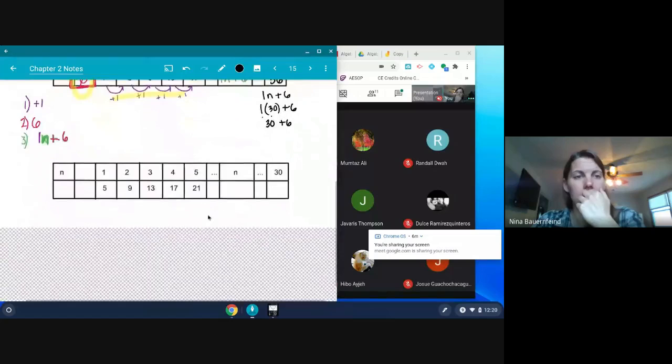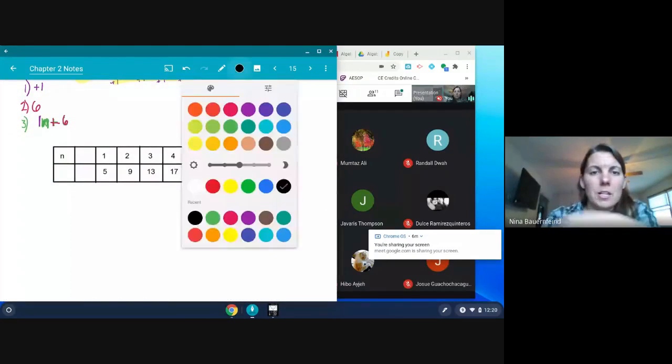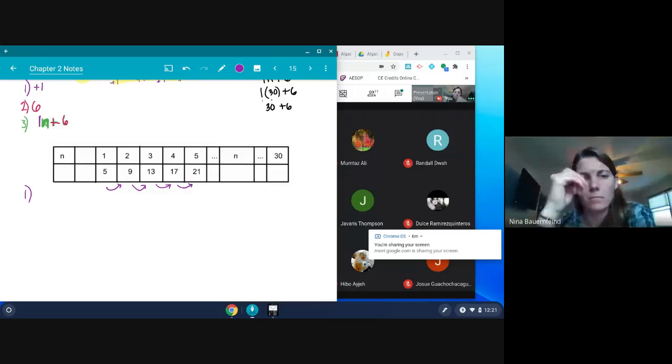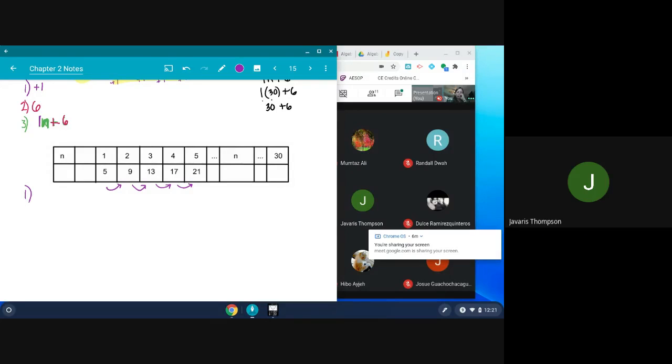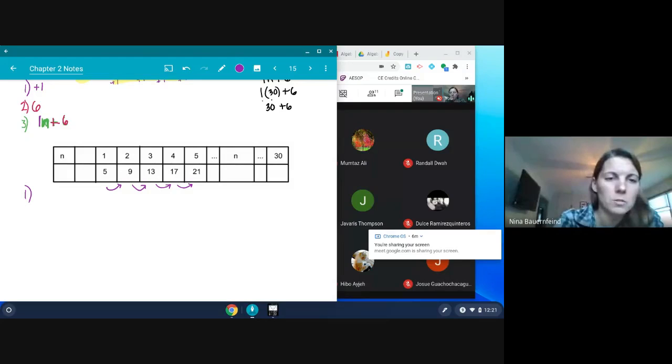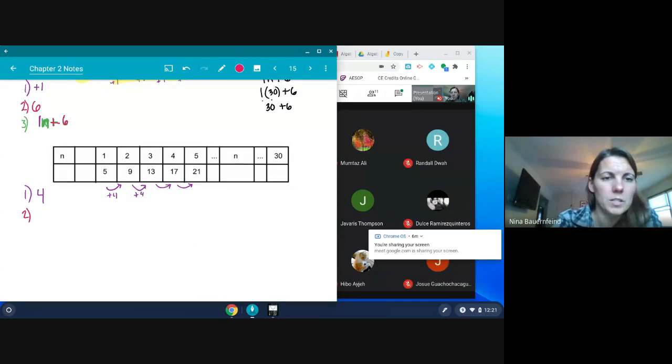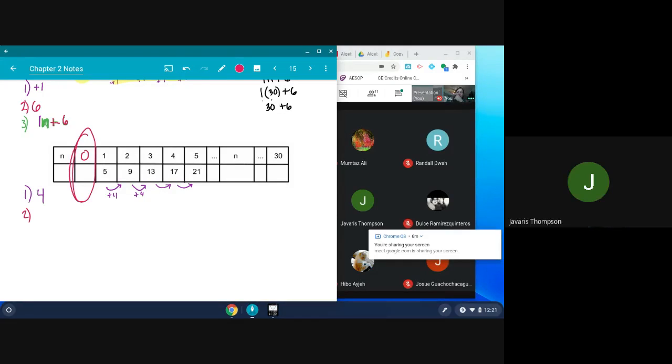All right, so let's try the next one. So the first step is to find the pattern. So here to here, what's happening? It's going up by 4. So plus 4, plus 4. So I'm going to put a 4 here. Second step is what the 0 term is. So this is 5, 4, 3, 2, 1, 0. We want to know what's going to go in that box there. 1. It's going to go 1.